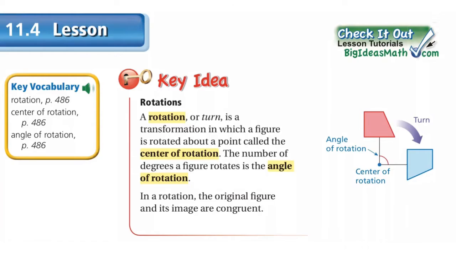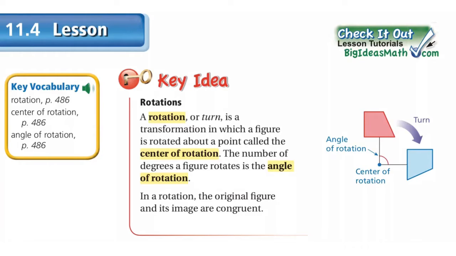Okay, so this is lesson 11.4, where we're talking about rotations, which used to be called a turn. So a rotation, or turn, is a transformation in which a figure is rotated about a point, and that point is called the center of rotation. We'll be using the origin of the coordinate plane as our center of rotation.